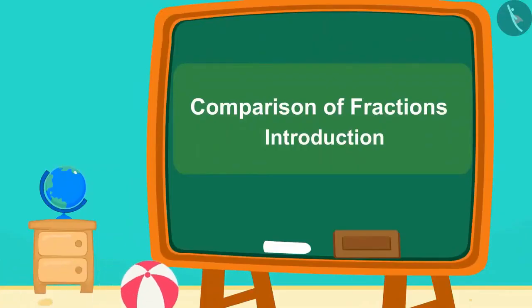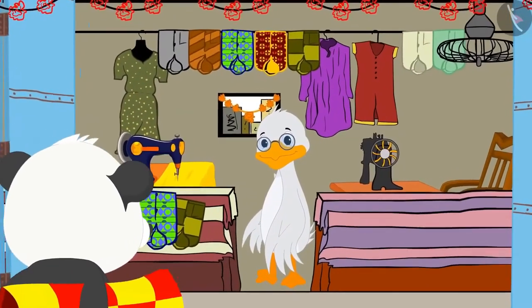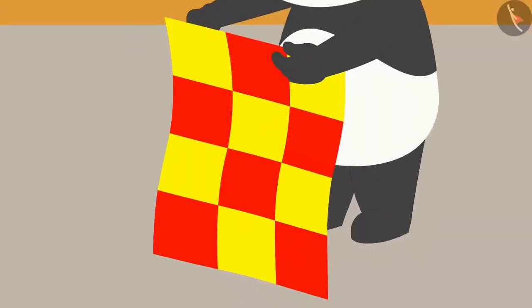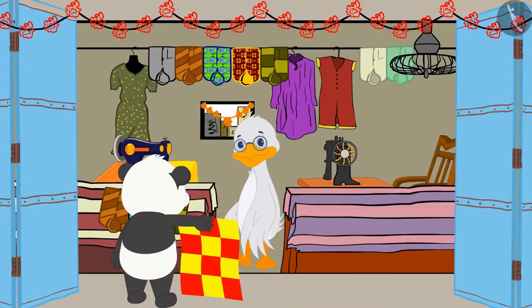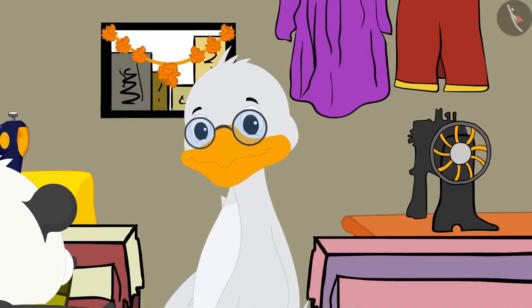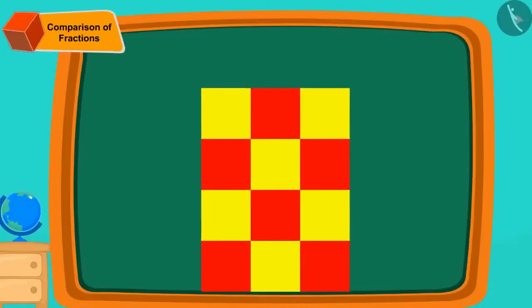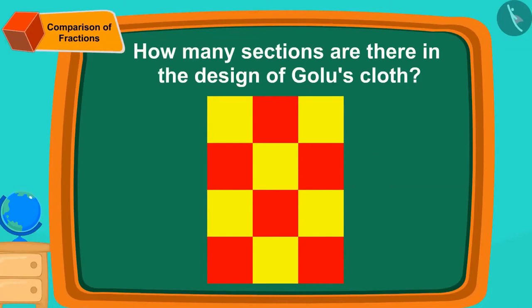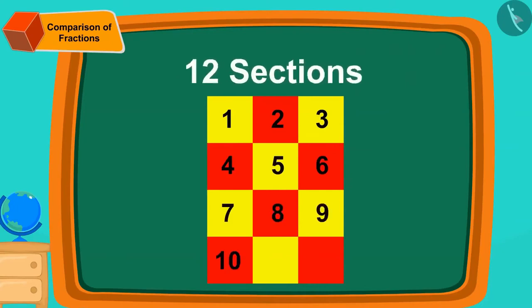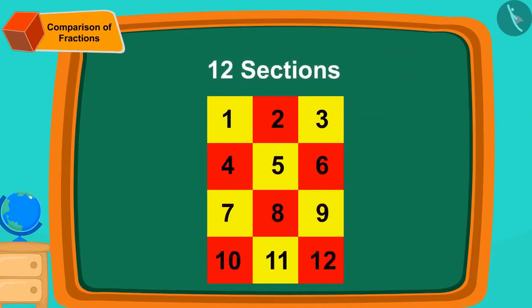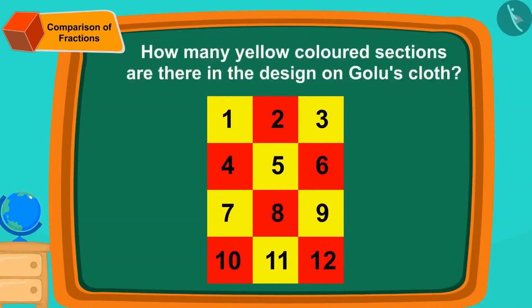Children, in this video, we will learn to identify and compare fractions. Golu has got a cloth of this design to Chacha's shop today. He wants to get a trouser stitched for himself. Children, can you tell how many sections are there in the design of Golu's cloth? Yes, 12 sections. Now can you tell how many yellow colored sections are there in the design on Golu's cloth?